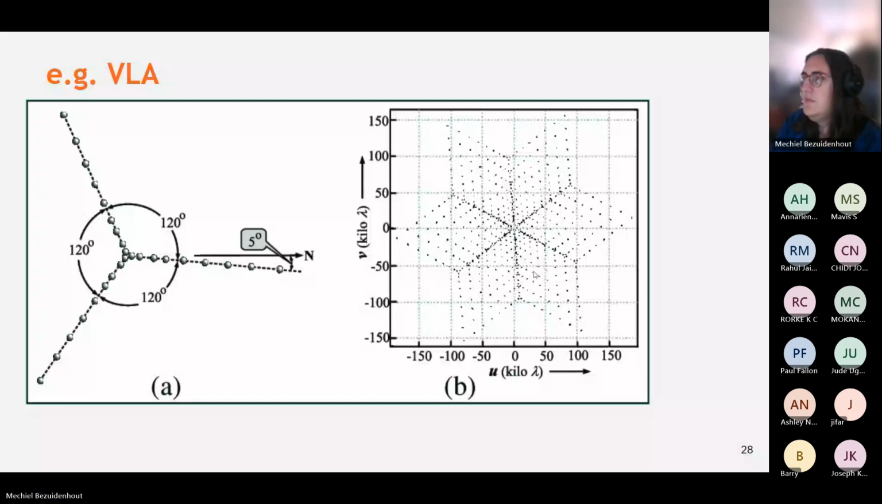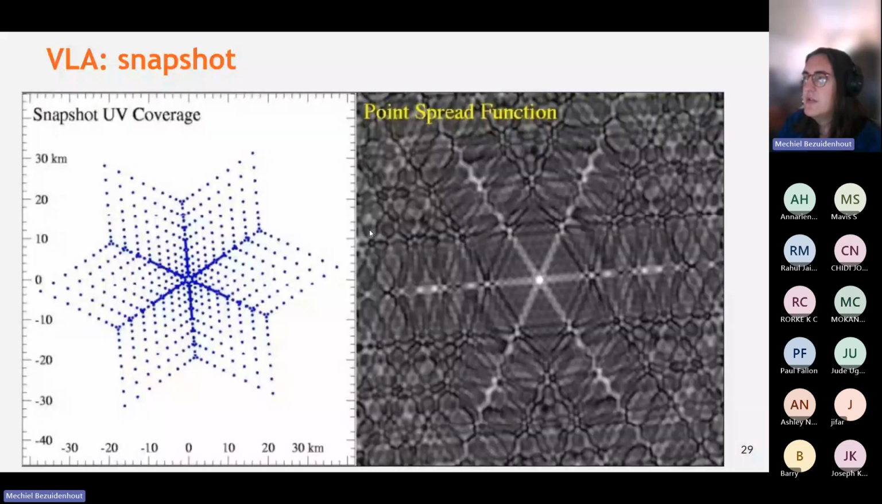So this is an example. If you use this UV coverage on the left, and you do a Fourier transform, you get this image on the right. And this is called the point spread function, or the dirty beam of the image. You can think of that as the image that you would get if you were looking at a blank piece of sky with only a single point source in the center. So you can see the point source in the center, but there's all sorts of weird patterns around here.